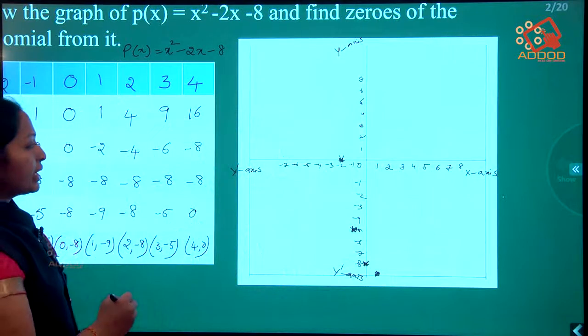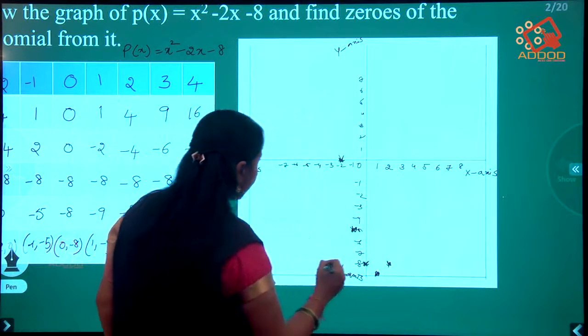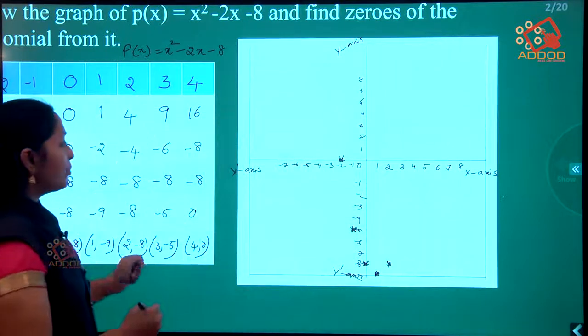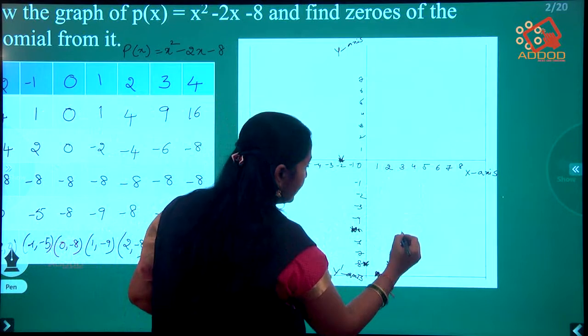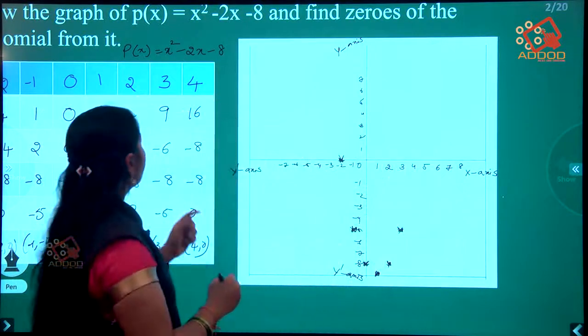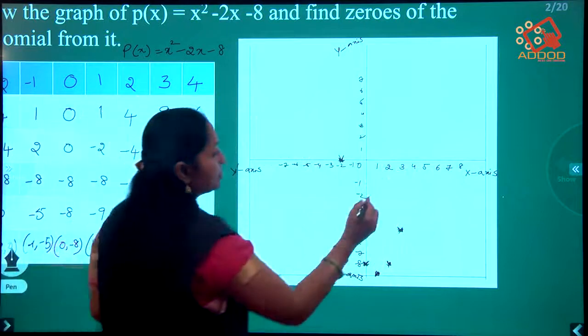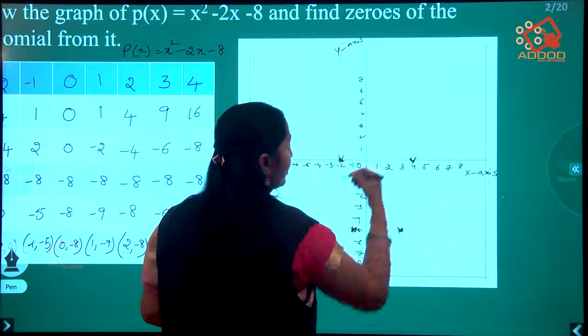Then 2 comma minus 8. Then 3 comma minus 5. Here 3 and here minus 5. Next 4 comma 0. And you take one more point somewhere.